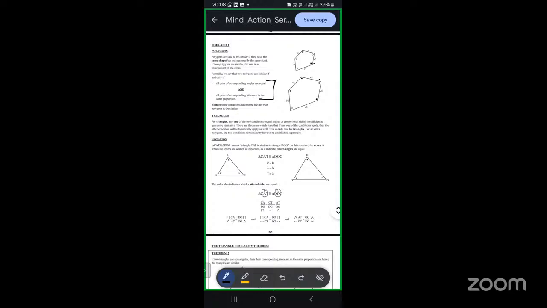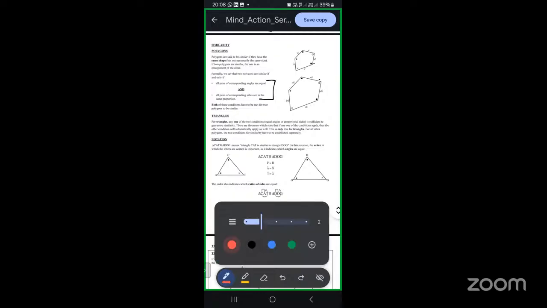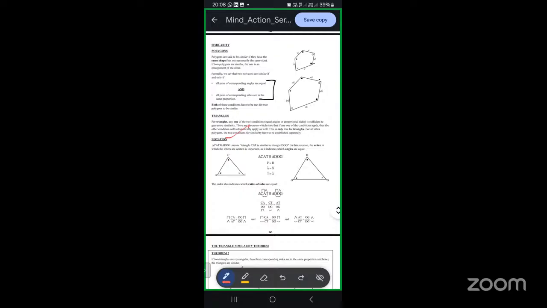Okay, now let's go for the notation. I'm now here, guys. Now they are saying the triangle CAT.